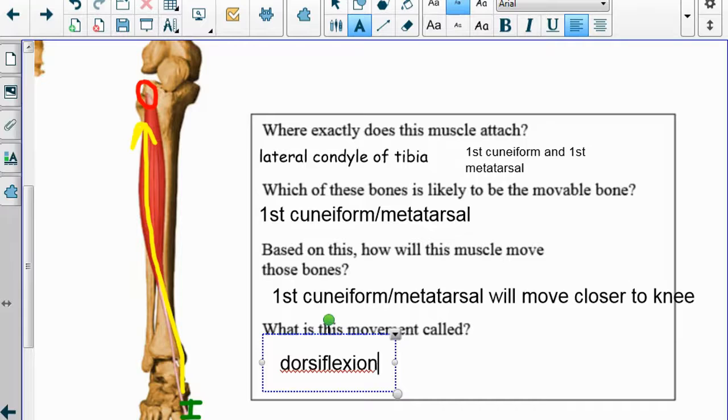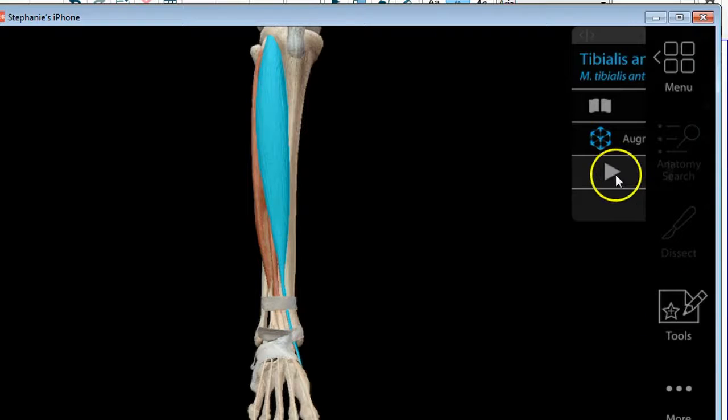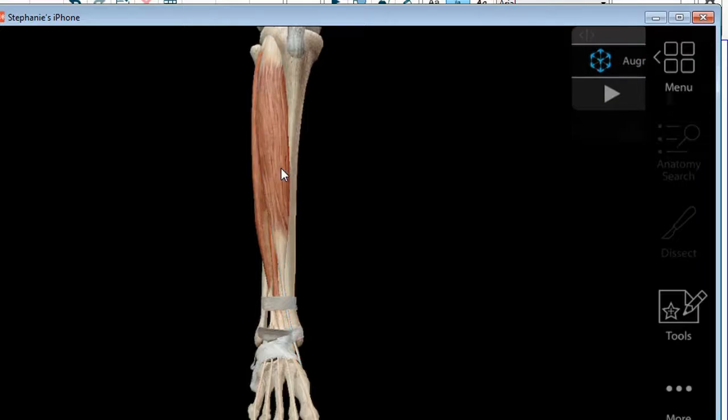So let's take a look at our animation. And I'll go ahead and put play. Let me unhighlight that and I'll push play. We're watching this muscle here. What does it do?